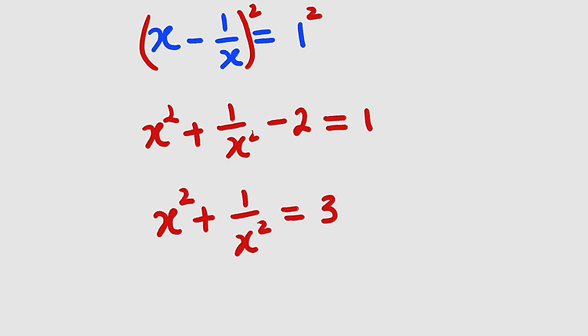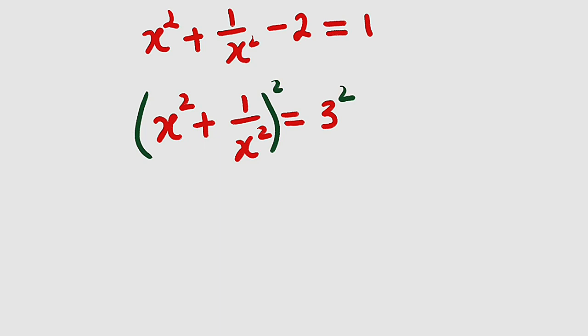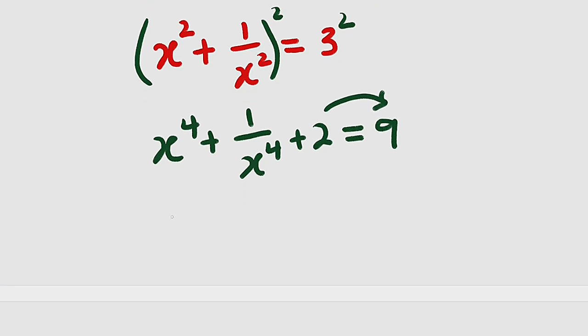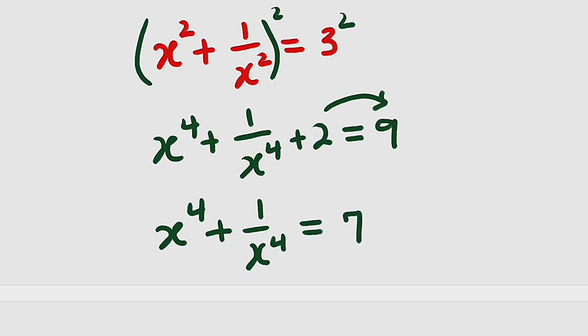Again, let us square both sides. You take the first term, you square that, x squared squared is x to the power of 4, plus the second term squared is 1 divided by x to the power of 4, then plus 2 multiplied by this and this. If you multiply the two terms together, you get 1, and 1 times 2 is still 2. This is equal to 3 squared, which is 9. Take this 2 to the other side, it becomes negative. We have 9 minus 2, 7. So we have x to the power of 4 plus 1 divided by x to the power of 4 equal to 7.